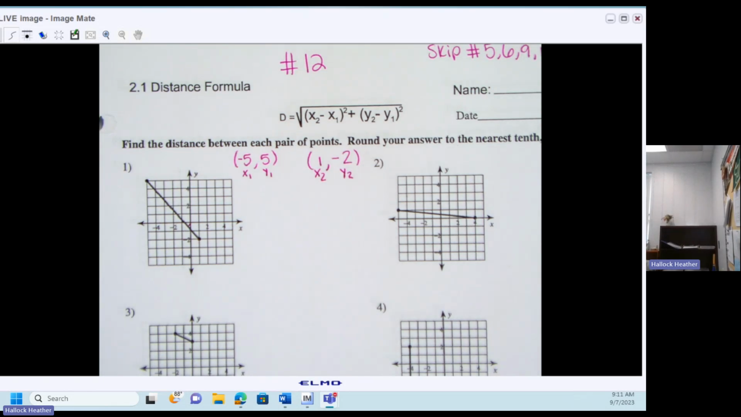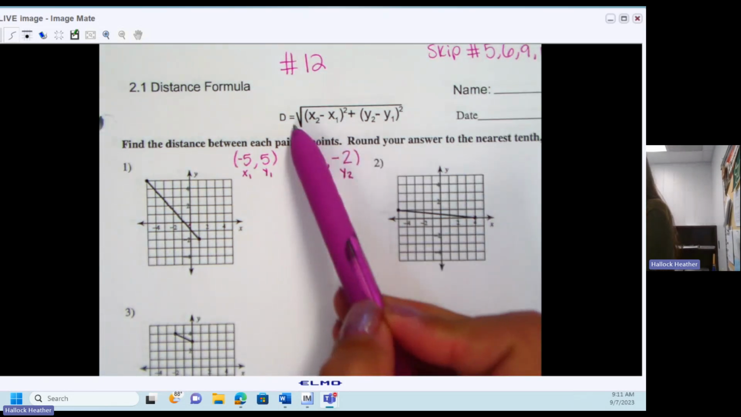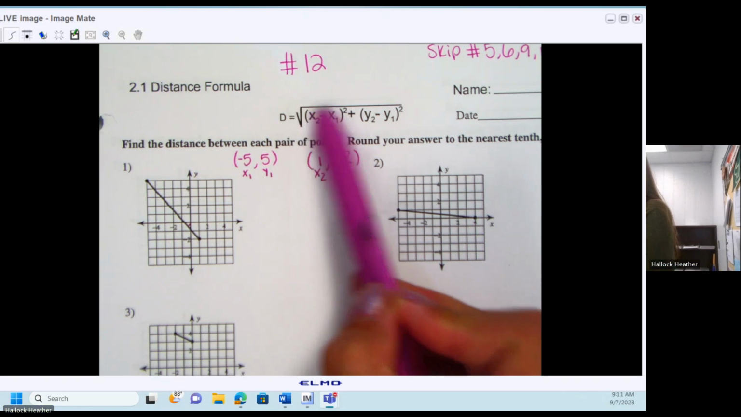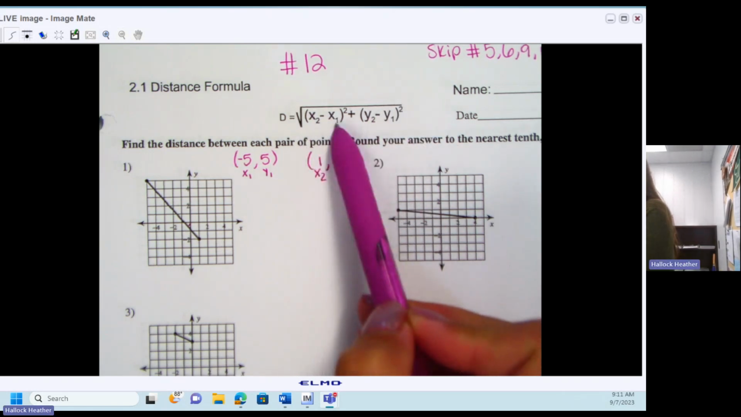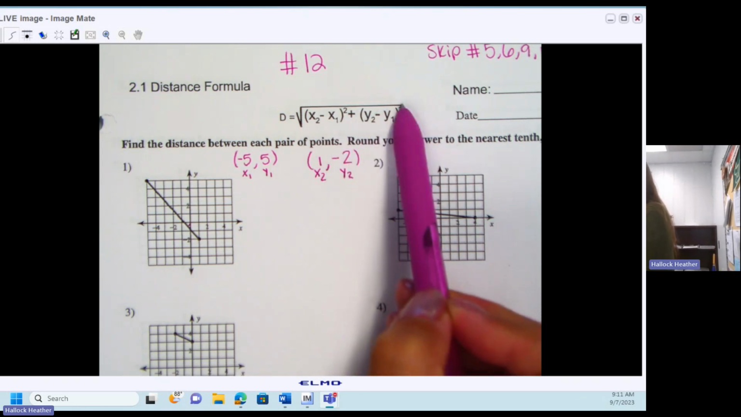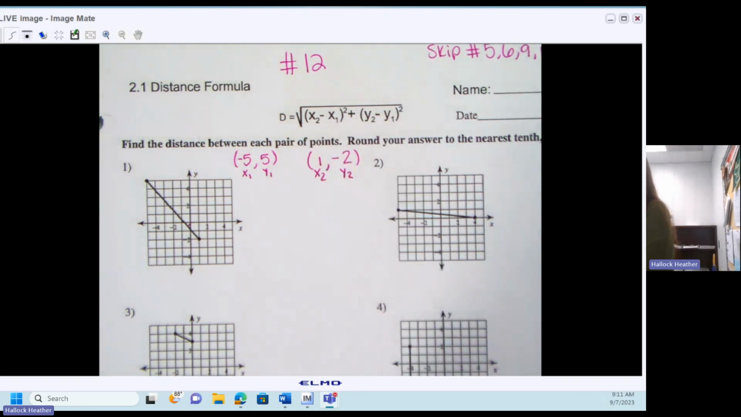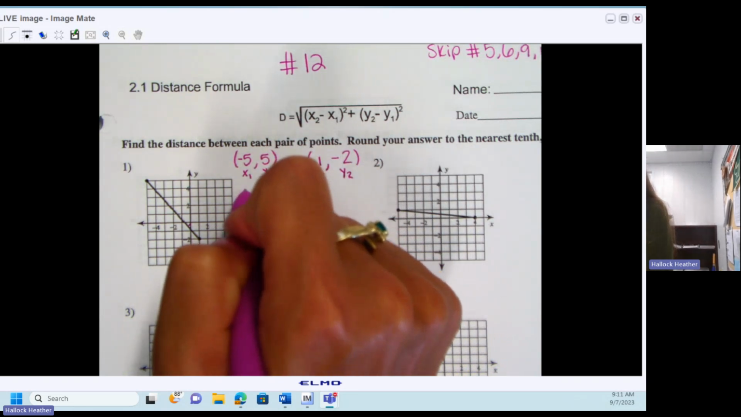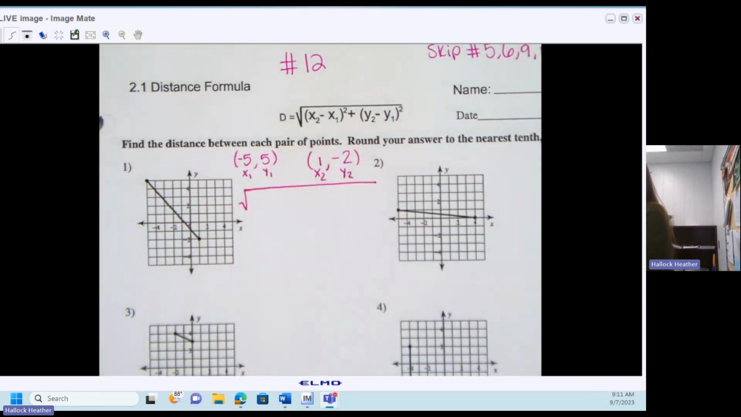Now I'm going to find the distance using my distance formula, which is the square root of the difference between the x's squared plus the difference between the y's squared. So it looks like a lot. We're just going to plug it in. Remember, you don't have to remember the formula. You just need to know how to use it.